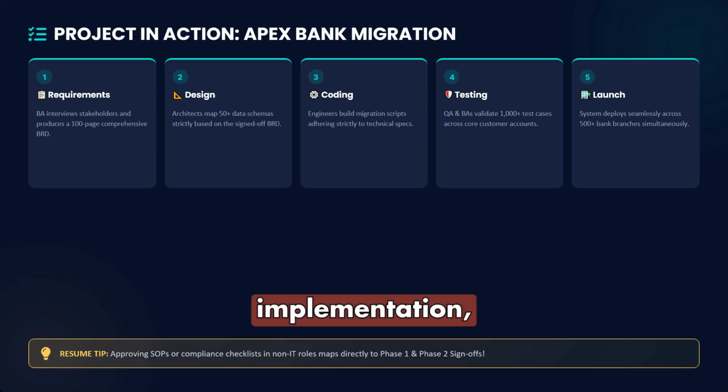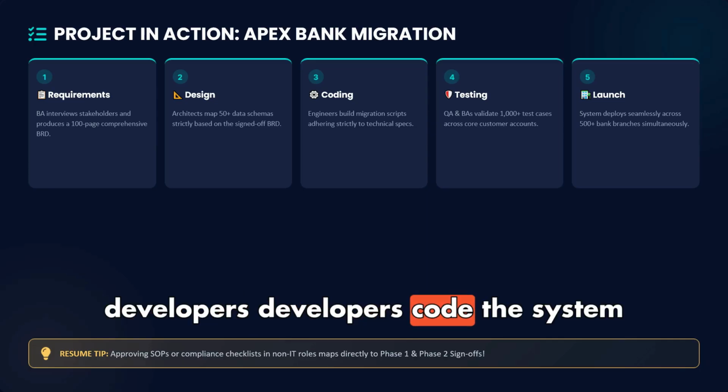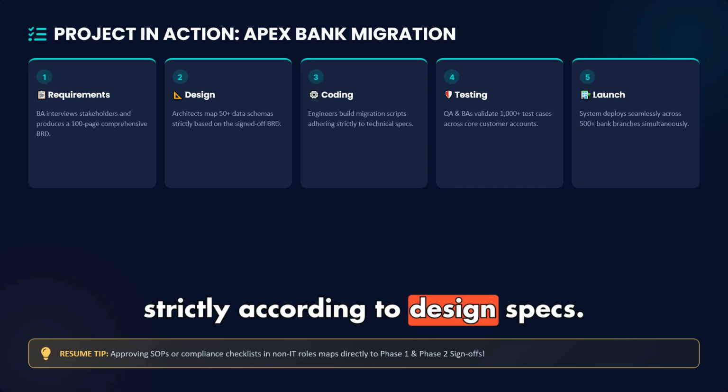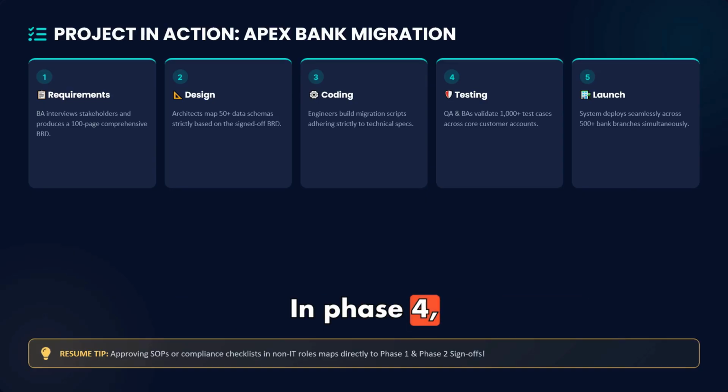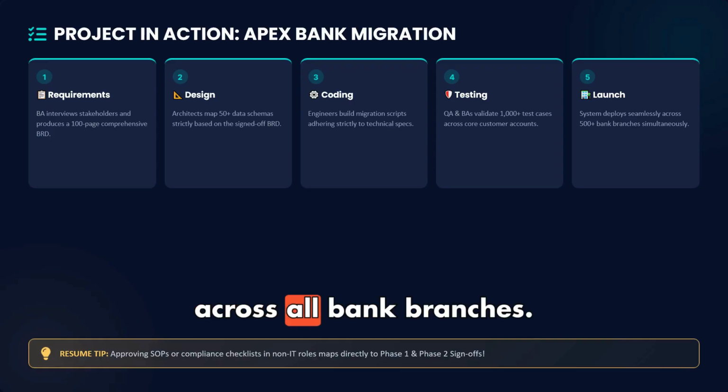In phase 3, implementation, developers code the system strictly according to design specs. In phase 4, testing, QA engineers test the entire software build. In phase 5, deployment, the system goes live across all bank branches.